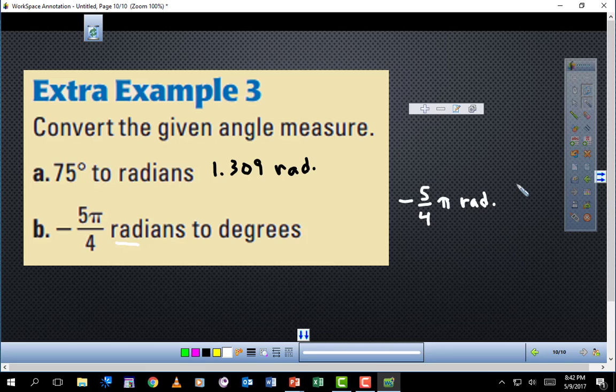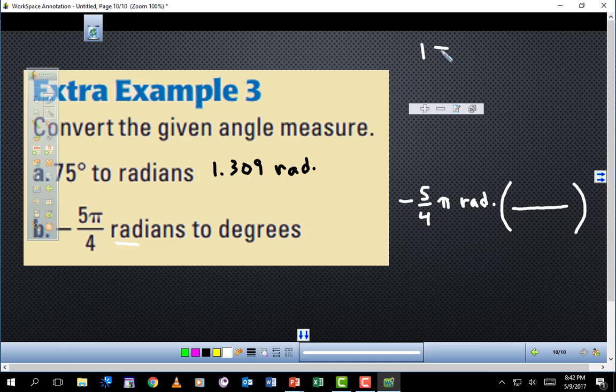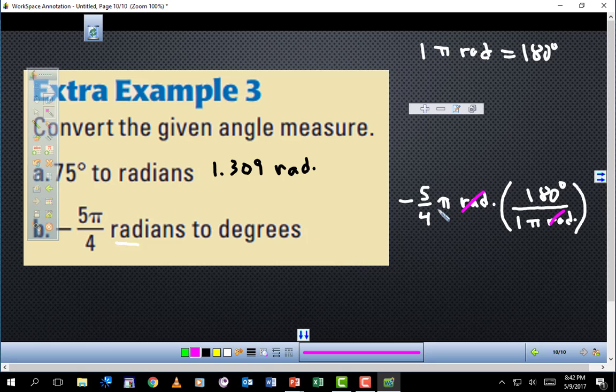But what we'd like to do is cancel out. I'm going to move this over to this side. What we want to do is convert here. We want the radians to cancel out. So what we know is that 1 pi radian is equal to 180 degrees. So I'm going to put the 1 pi radian right here, and I'm going to put 180 degrees here. Now look what happens. The radian cancels, but so does the pi.